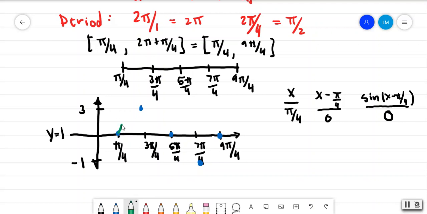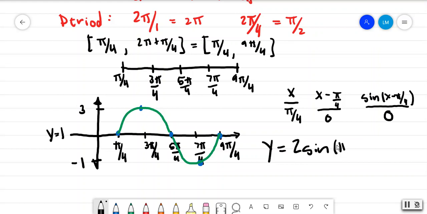Okay, so in this case, we'll just connect the dots. So this graph is going to look something like that. And then we'll bring this up and then over. So this is my graph of y equals 2 sine of x minus pi over 4, and then that's +1.